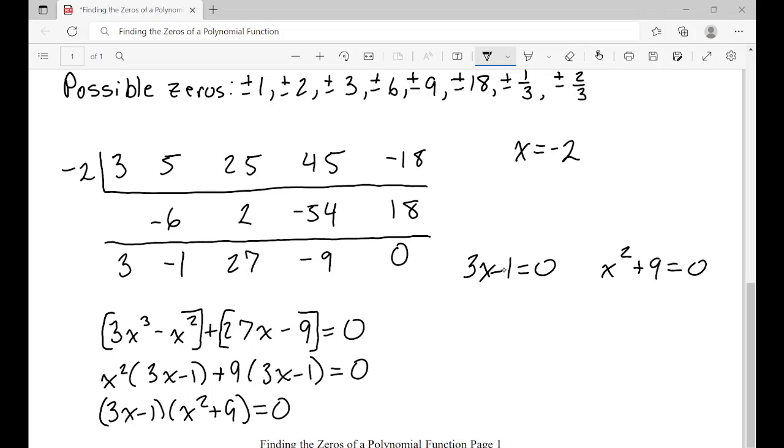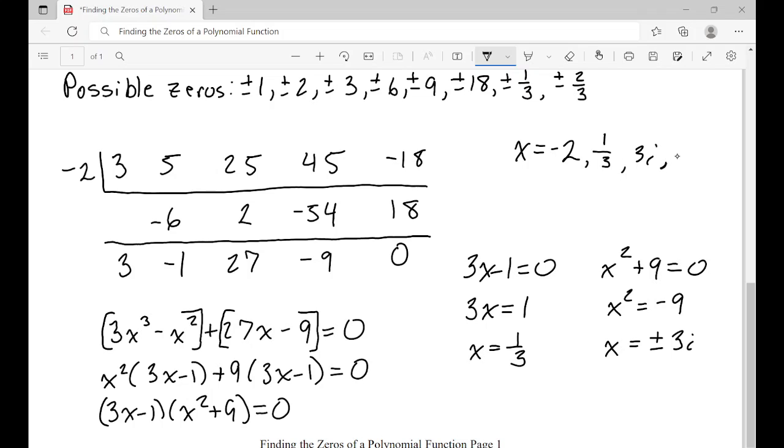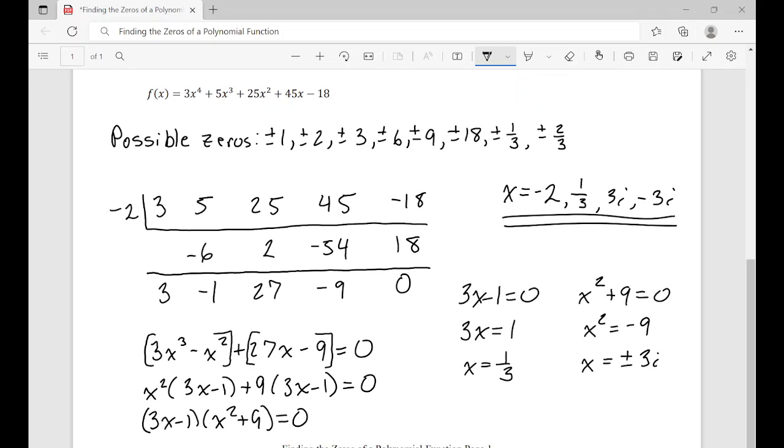So solving for the first one, add 1, divide by 3. 3x equals 1, and then x equals 1/3. So there's my second zero, which means that I could have used a positive 1/3 in synthetic division as well. And then I can subtract 9 over. x squared equals negative 9. Square root of both sides. x is going to equal plus or minus 3i. So I also have a positive 3i and a negative 3i. And these will be my zeros for the original polynomial function.